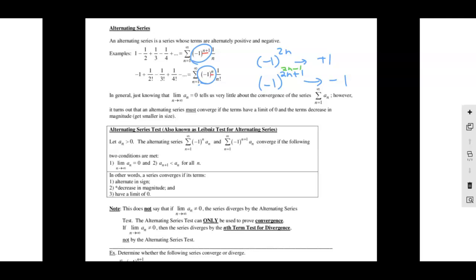But here we go. This is the alternating series test. It says let us have some positive sequence, so a sub n is a positive sequence. Then it says the alternating series takes that sequence and then has that -1 to the n or the -1 to the n+1, right?